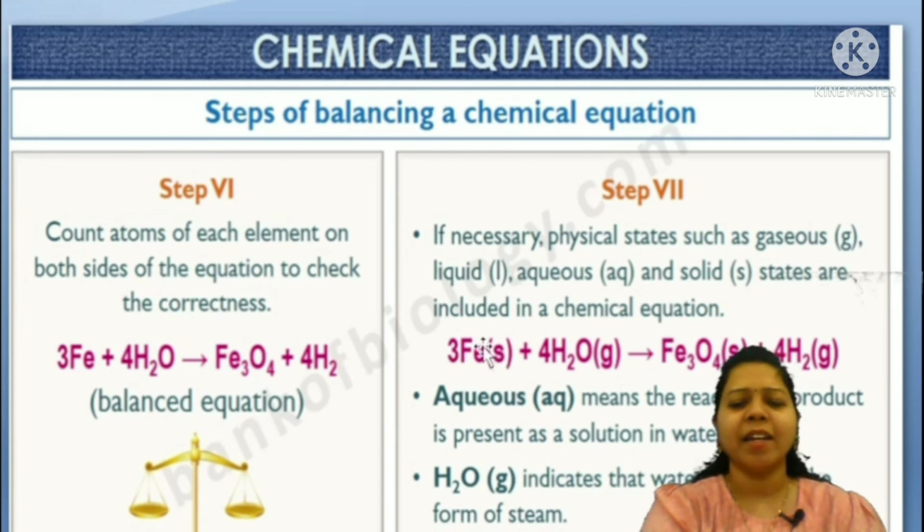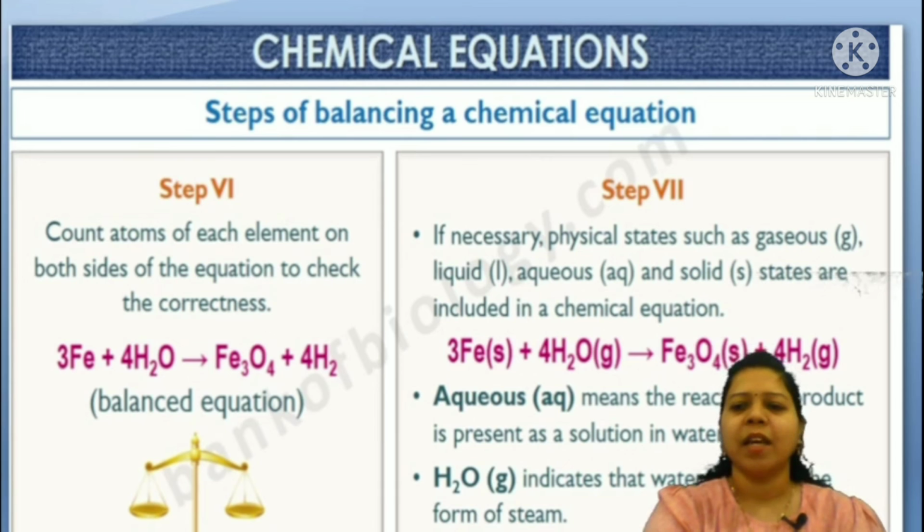3Fe, that iron is in solid state, that's why in bracket we are writing S. Here in 4H2O, H2O is in gaseous form, that's why in bracket we are writing here G. Fe3O4, which is in a solid form, that's why in bracket written here S. And H2, that is in a gaseous form, that's why written here the symbol G.